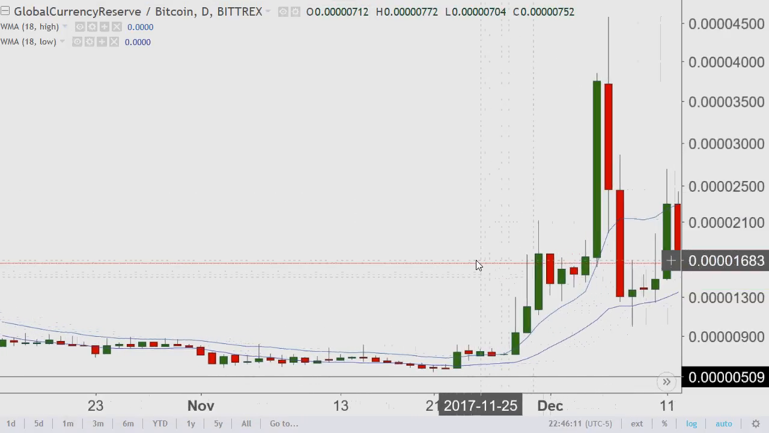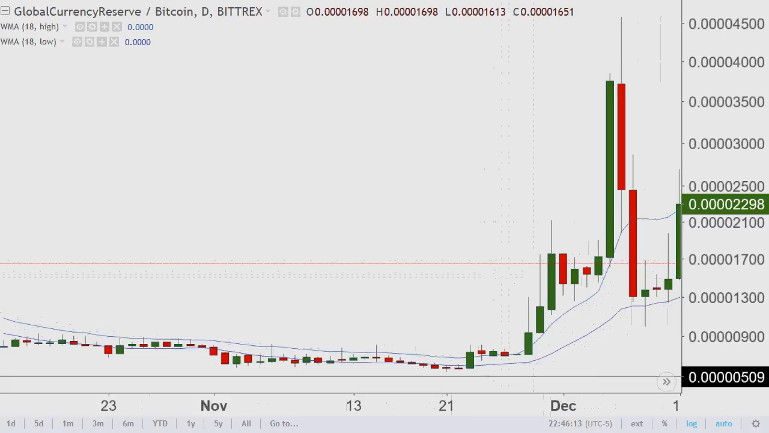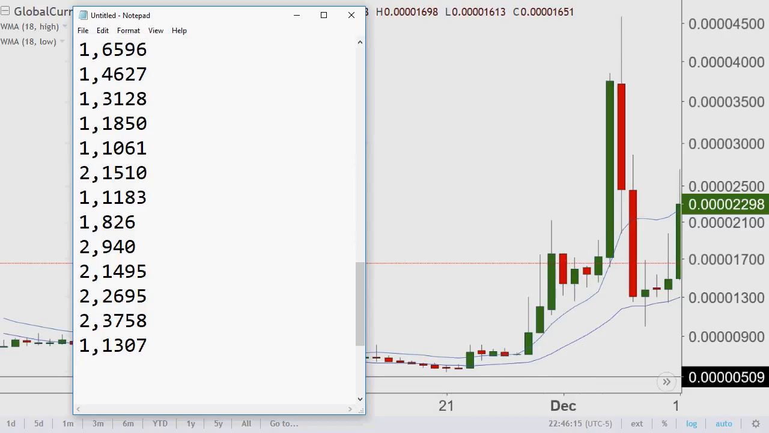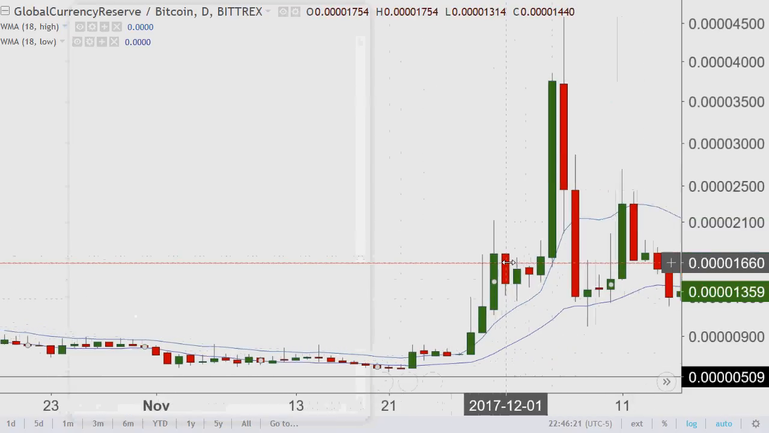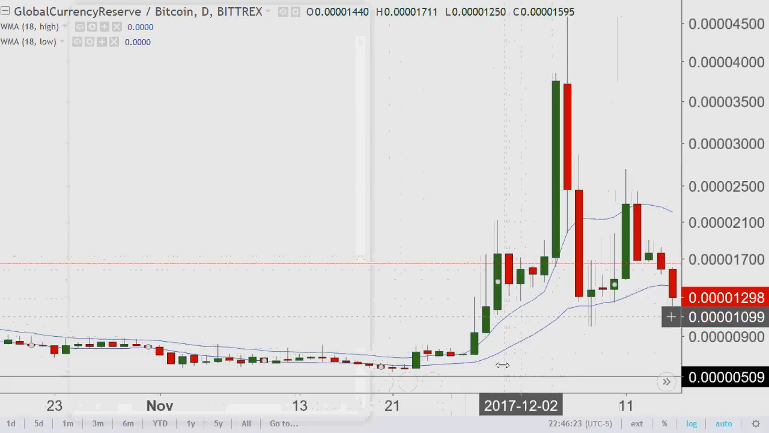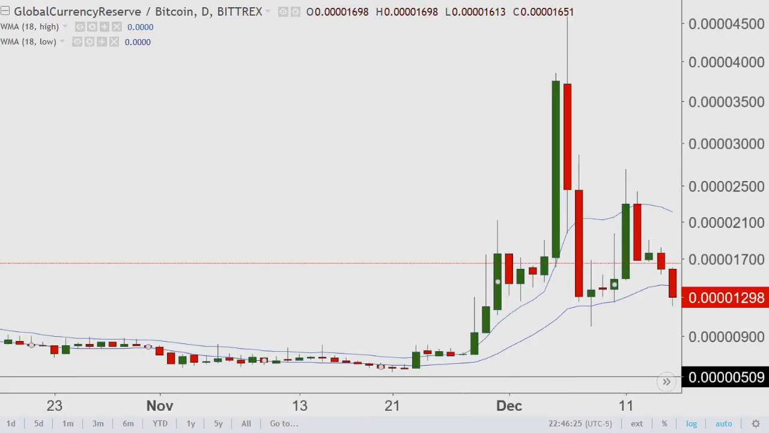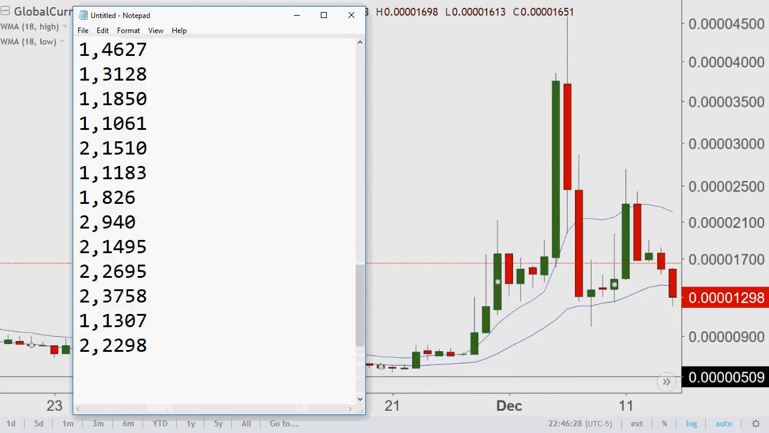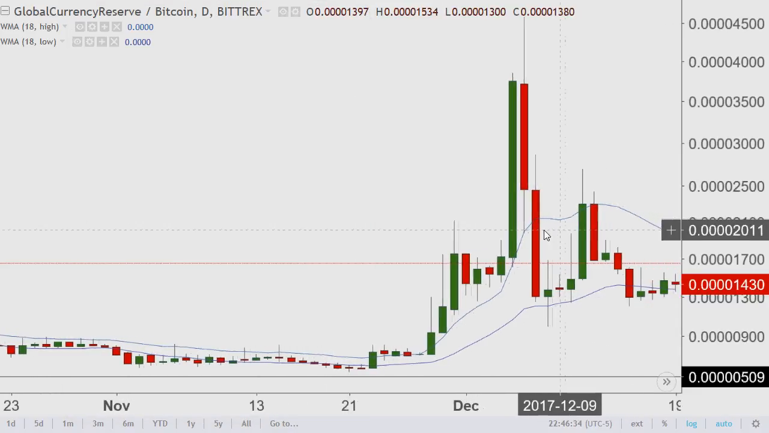Next day, next few days, 22.98. You got to sell it. Play the volatility. Continue further. There's your move back to the 18 average of lows, a bit below 12.98. Play the volatility. Moving forward.